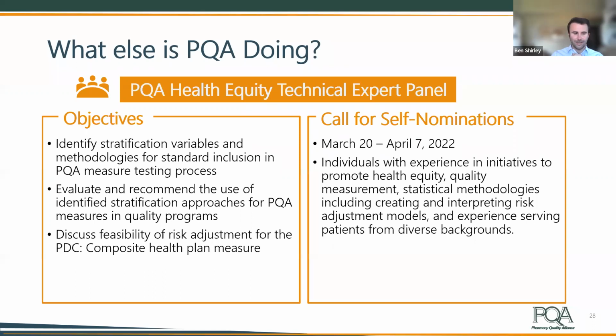Risk adjusting a composite measure is a little bit more complex than risk adjusting a single measure, which is already somewhat complex. So we do want to make sure that we have the high octane statistical methodological folks on this panel that can help guide us towards those correct decisions. If this sounds like something that you want to be a part of, that's excellent. I have good news for you, because this panel will have a self-nomination process, and that process does open on March 20th. That's this coming Monday.